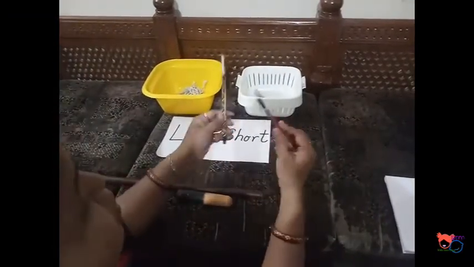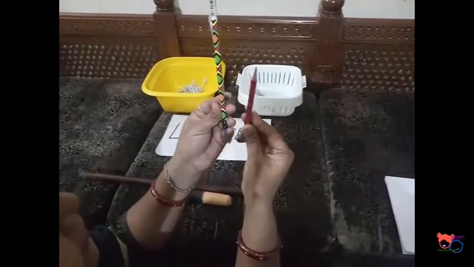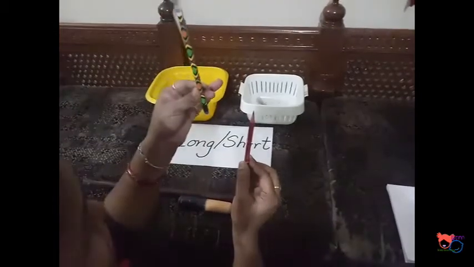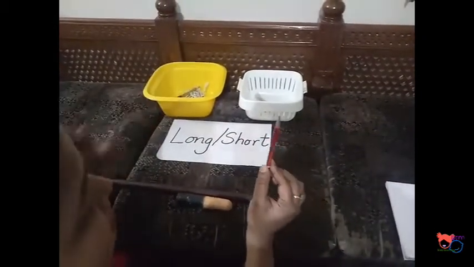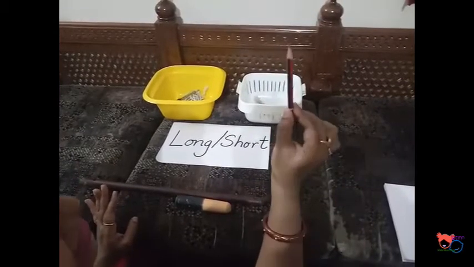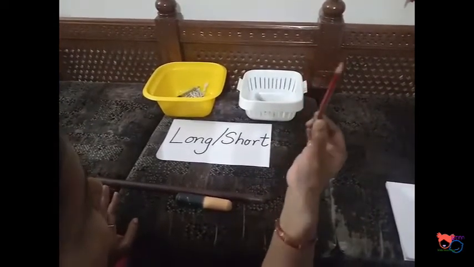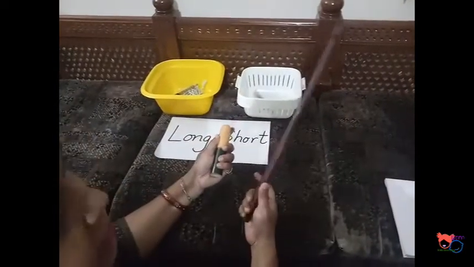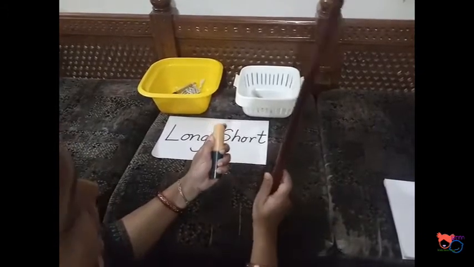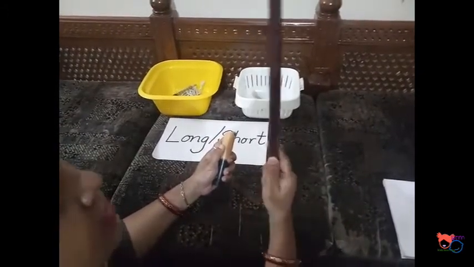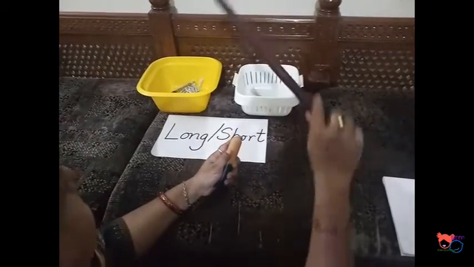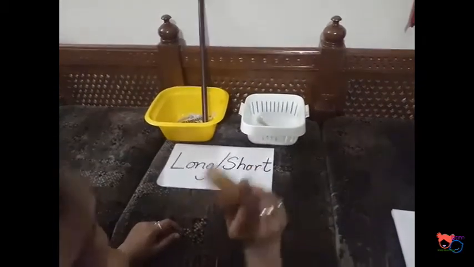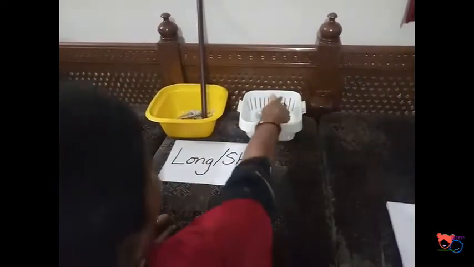Now you see, I have two pencils. See, it is telling you about the length, no children. So the length of this pencil is long, so this will go to the yellow container. And this pencil is a shorter one, so this will go to the white container. Now you see, I have two rods with me. This rod is quite long, so I will put it in the yellow container. Now you see, this rod is very short, so I will put it in the white container.